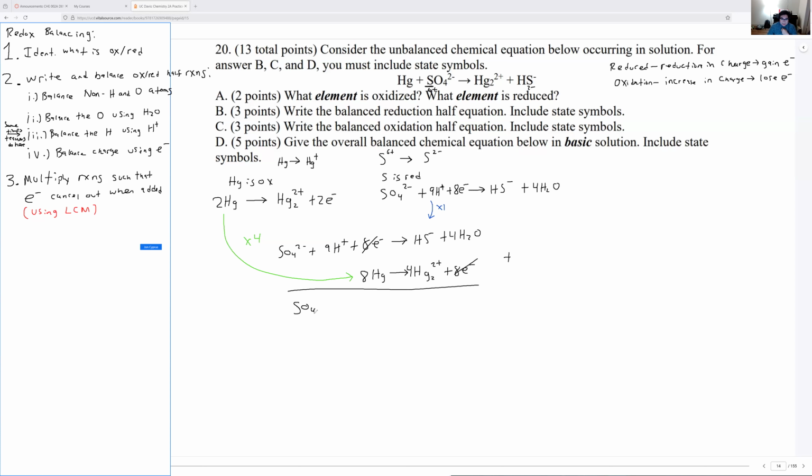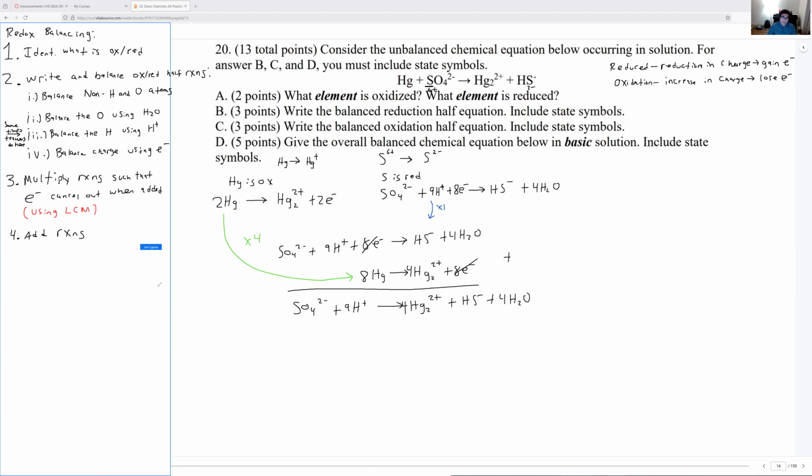So then we get SO4 2 minus, and then I'm just going to say 4 is add the reactions. So we get SO4 2 minus, plus 9H plus, plus, no, the electrons went away, so that's it. We get Hg, no, what am I doing? 4 Hg 2 plus, plus HS minus, plus 4 H2O.